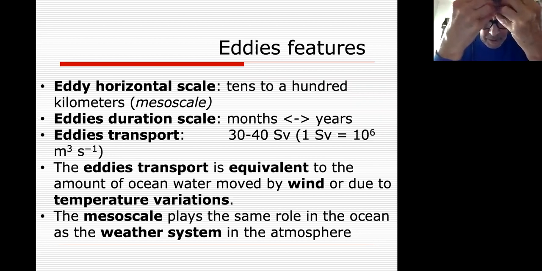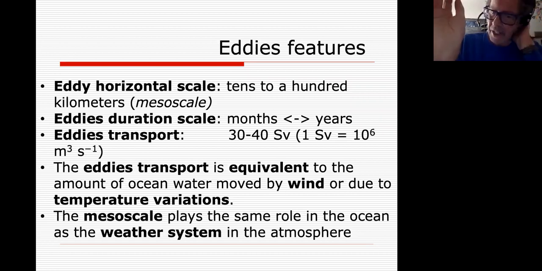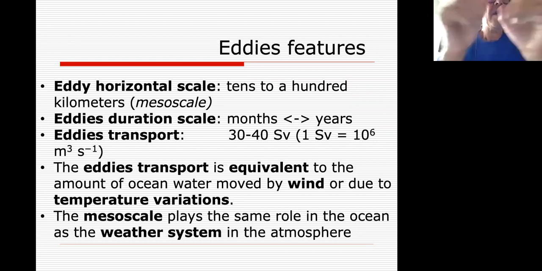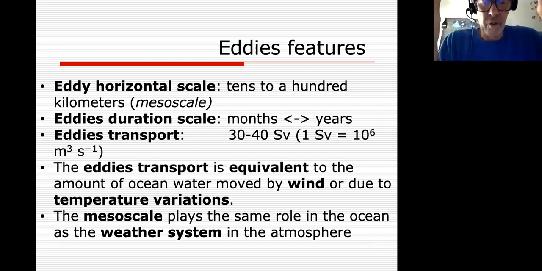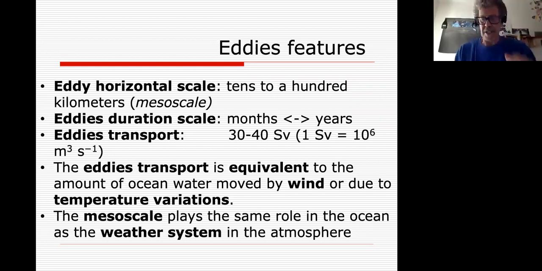And this is also a feature to keep in mind, especially when we look at the effect of the eddies on some biological processes. And again, the mesoscale is important in the ocean, and especially at the surface, we can detect all this swirling pattern moving in the ocean, and it plays the same role in the ocean as the weather system in the atmosphere. The scales are different. The weather systems are larger and faster compared to the mesoscale, but conceptually, the role is more or less the same.